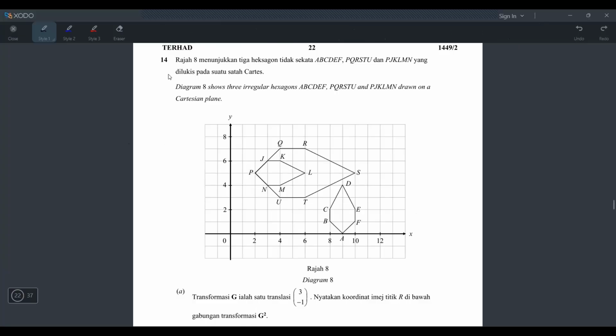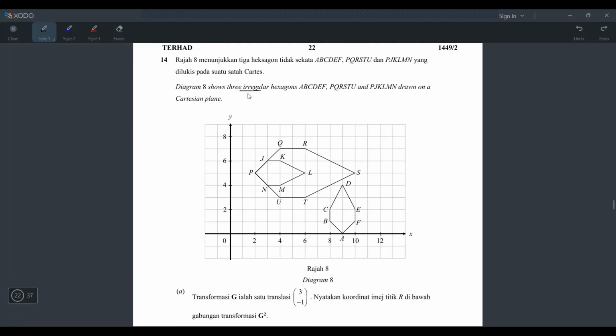This is transformation. This chapter is very important, because it comes out all the time in paper 1 and paper 2. Paper 2 always comes out one. This is one of the chapters you must study, because it will definitely come out. All right, let's read the question.